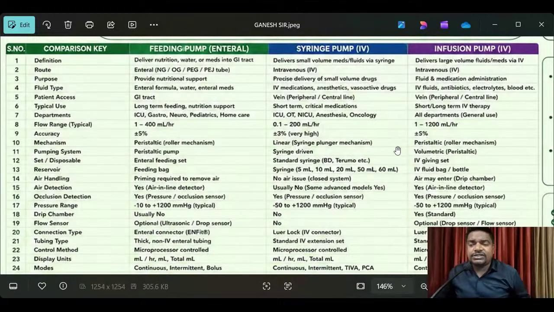Okay, my dear engineers, now see here, 10th point, I'm going to show you the comparison key. In this live session, I'm going to give you 3 comparisons. One is the feeding pump, next is the syringe pump, next is the infusion pump. Now 10th point, see here, mechanism.